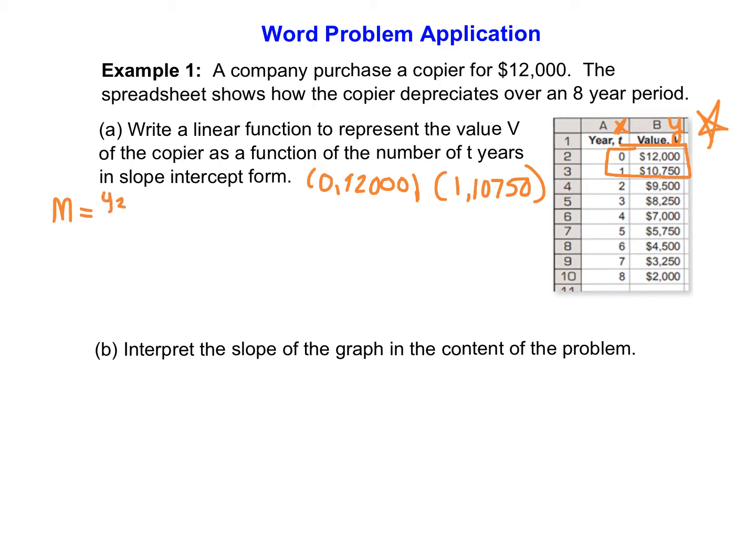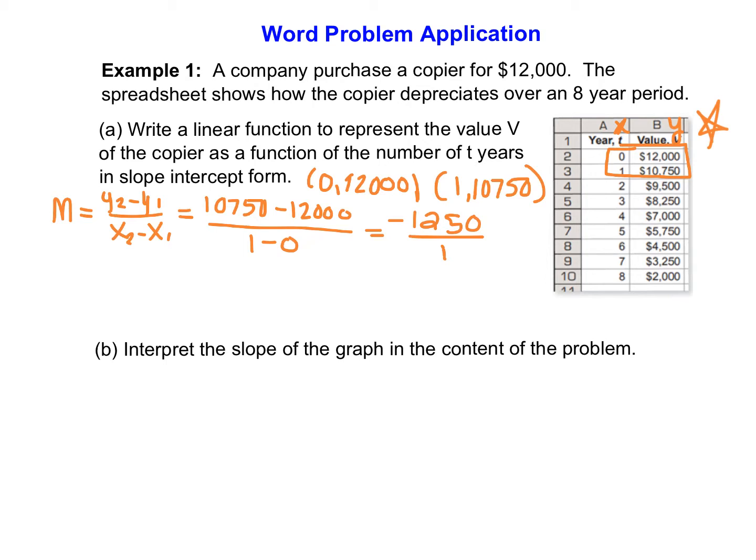So we're going to start here. Remember, it's y2 minus y1 over x2 minus x1. So we start that calculation with 10,750 minus 12,000 divided by 1 minus 0. So we end up with negative 1250 over 1, which we can simplify just to be negative 1250 if we want.